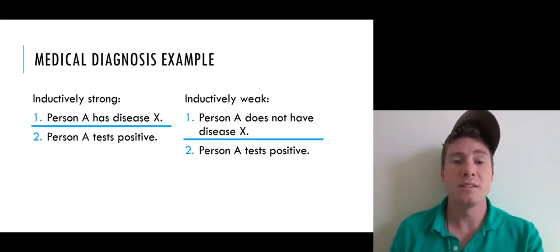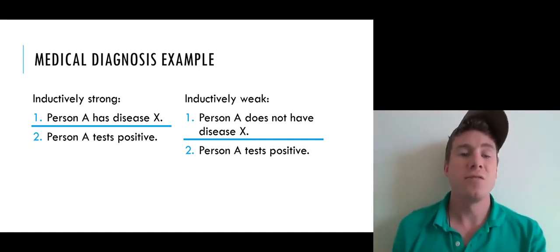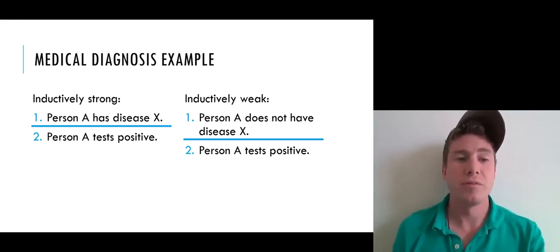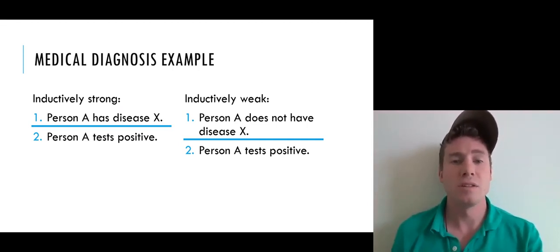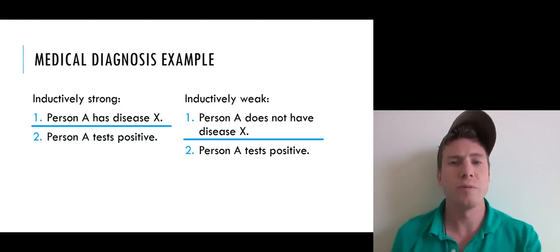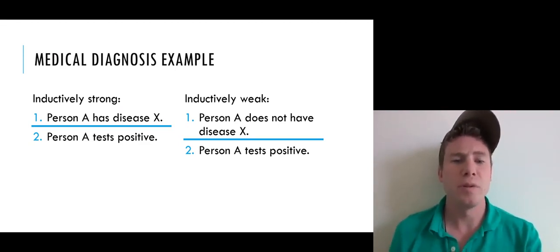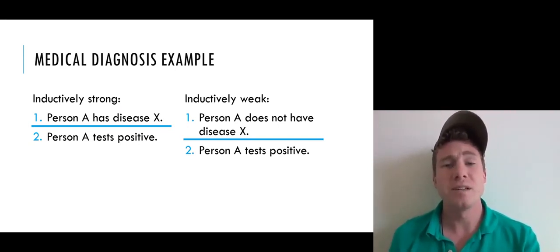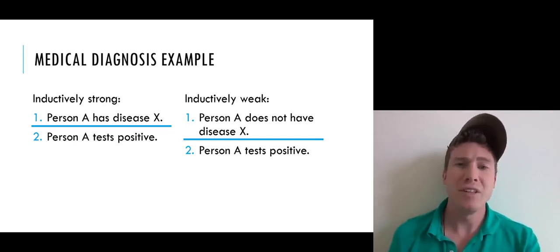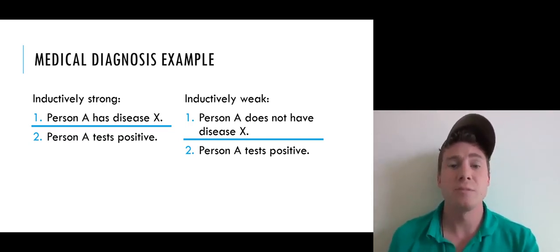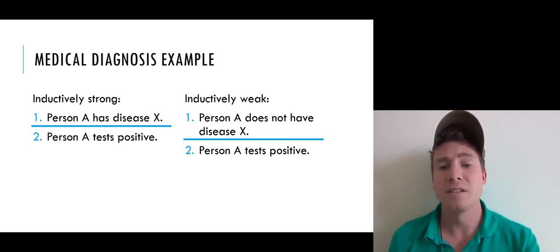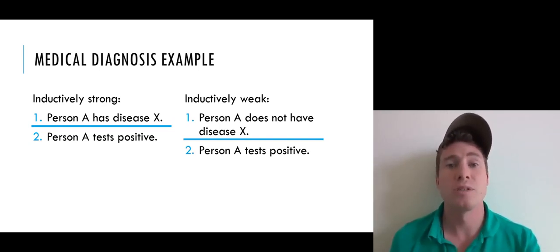So a reliable test. We can think of this in terms of the inductive strength of arguments by saying that the following is an inductively strong argument, right? Person A has disease X, therefore person A tests positive. That's a strong argument given the specified reliability of the test. Whereas the following is an inductively weak argument. Person A does not have disease X, therefore person A tests positive. Right? Person A having the disease supports the claim that they're going to test positive. Person A not having the disease does not support the claim that they're going to test positive.